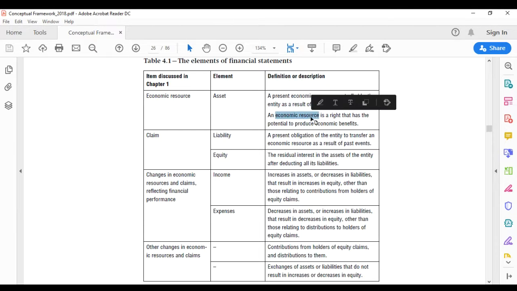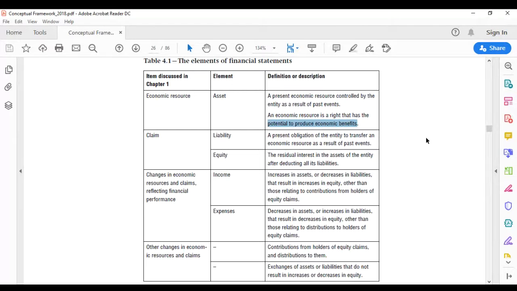So what is an economic resource? First of all, it is a right. And that brings us back to auditing. In auditing too, you'll learn about rights and obligations, for instance. That is the same meaning as we have here. An economic resource is a right that you have. And that right gives you the potential to produce economic benefits, right? Now, ladies and gentlemen, I know sometimes, not many, but sometimes students say or write that it must produce cash.